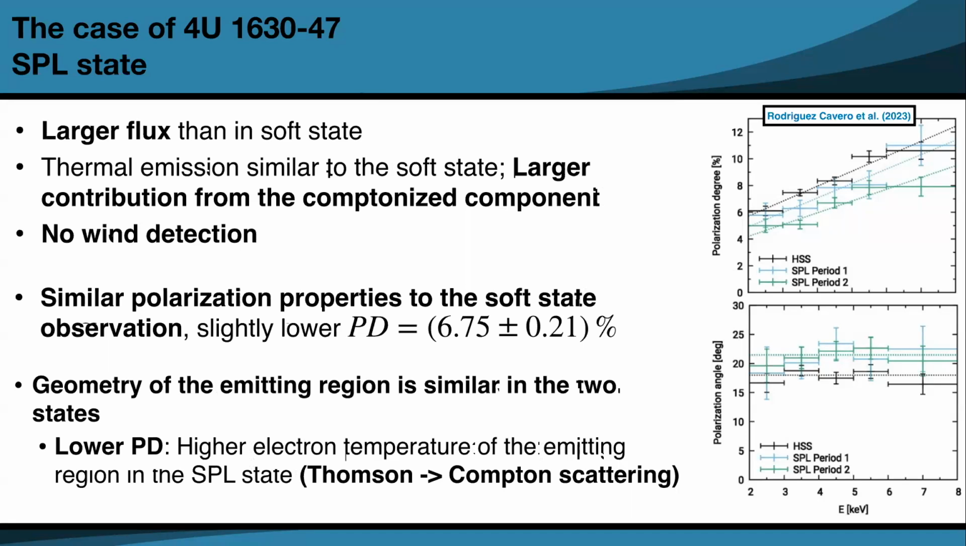So the similar polarization result in this source suggests that the geometry of the emitting region in the 2 states should be similar. So in this case, a possible explanation for the slightly lower polarization degree is that we are basically observing the same emitting region, which is transitioning from a Thomson scattering dominated regime to a Compton scattering dominated regime. So basically, the temperature of the electrons is becoming larger in this second observation.